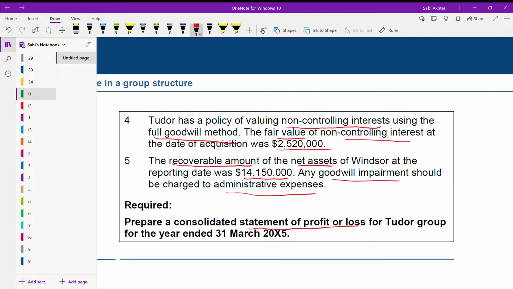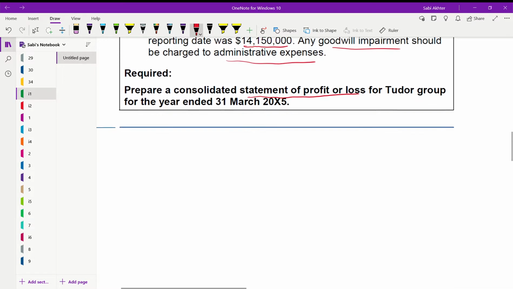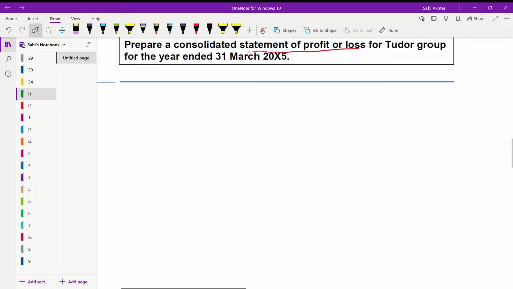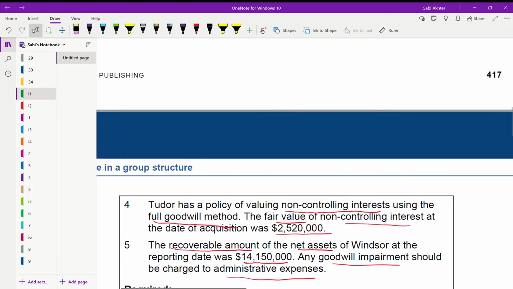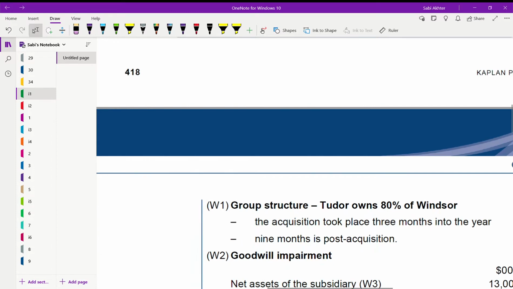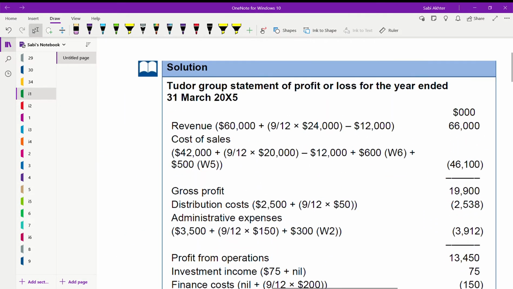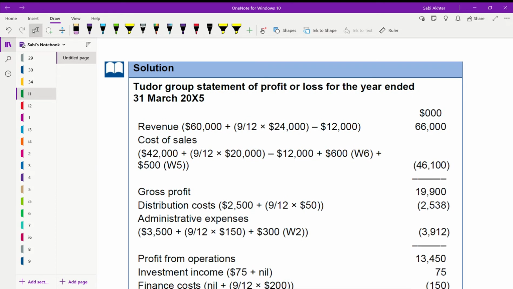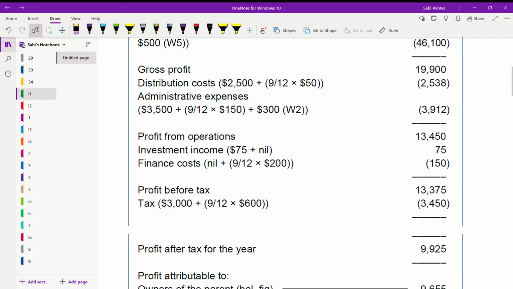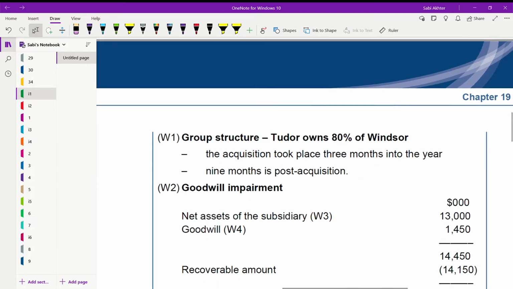So now you prepare the consolidated statement of profit and loss. Before you jump to the final answer, you have to do workings, and these workings have to be in steps, numbered, labeled clearly. So how do you start? I will show you this. This is the main table, the main answer. The main answer comes first and your working comes later, so I'm keeping some space. Now I'm going to the working.